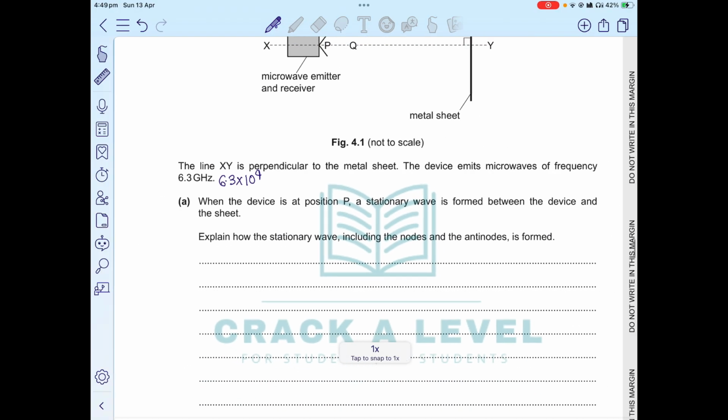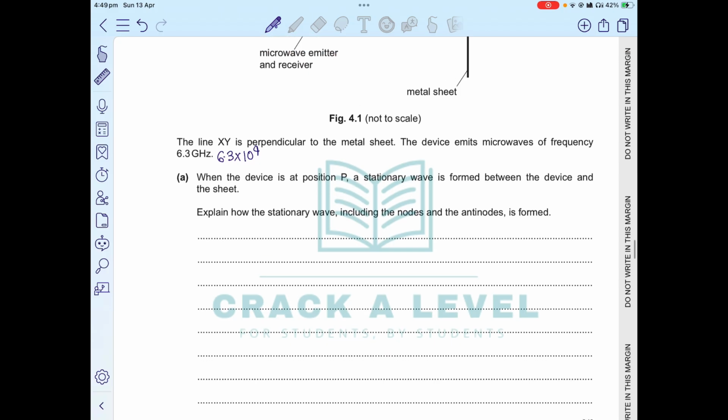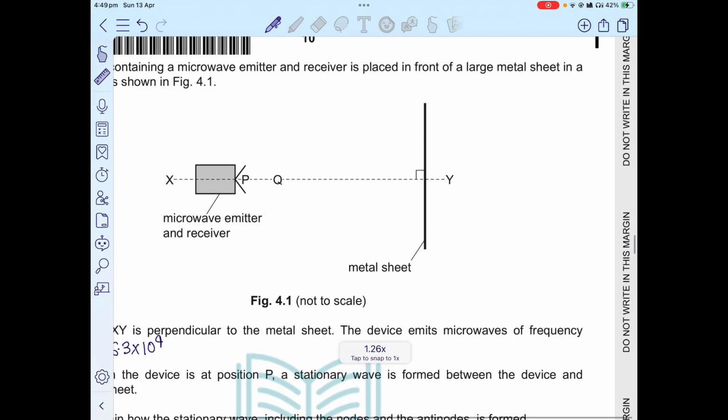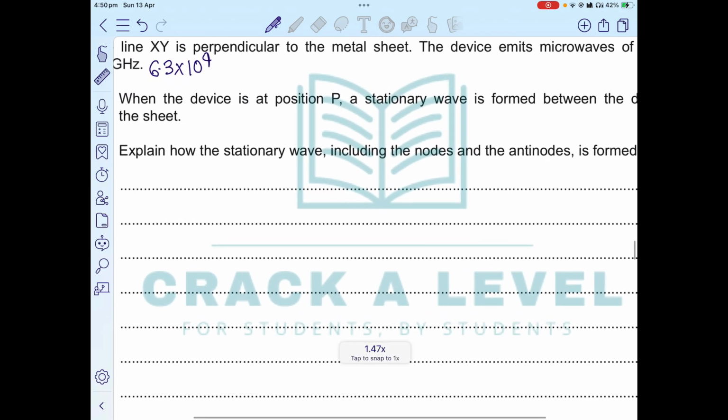When the device is at position B, a stationary wave is formed. Let's explain how a stationary wave is formed. First, a normal progressive wave is emitted from here. It is reflected, and when both of these waves superpose, or interfere with each other, they form a stationary wave. So that's what we have to write.